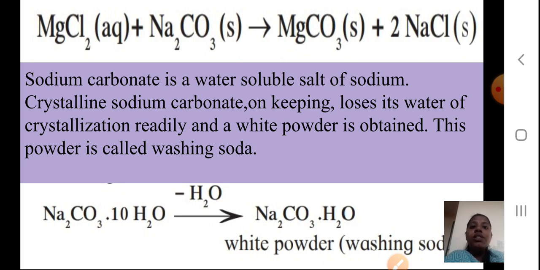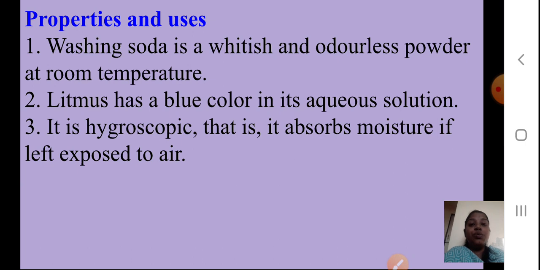Okay, Na2CO3 dot 10H2O. So this 10H2O is the water of crystallization. Okay students, when this 10H2O water of crystallization is removed, you get Na2CO3.H2O. Only one single H2O. First it is 10H2O, now only one single H2O. It is a white powder which you call washing soda. Okay students, I hope till here it is clear to you. Okay, practice the reactions. Now, properties and uses.